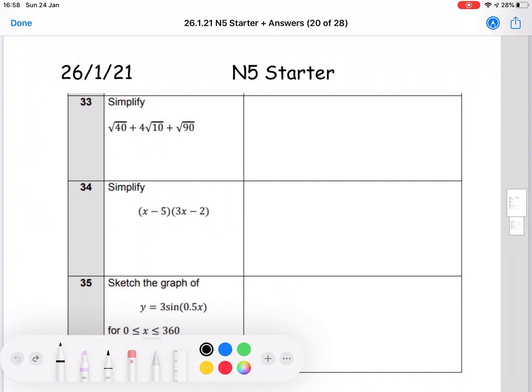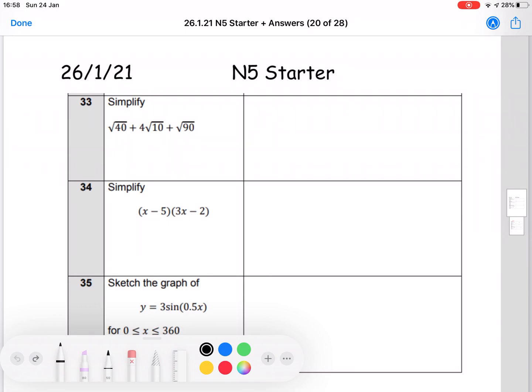Here are the solutions to these three starter questions. So question 33, we have simplify root 40 plus 4 root 10 plus root 90. To be able to add any of these surds together, they have to be the same type of surd. So before we can do any adding, we have to simplify these surds down.